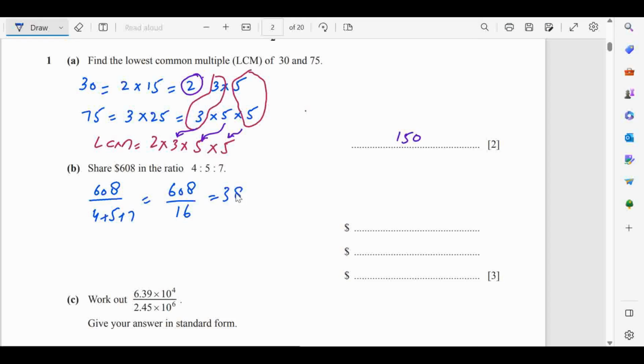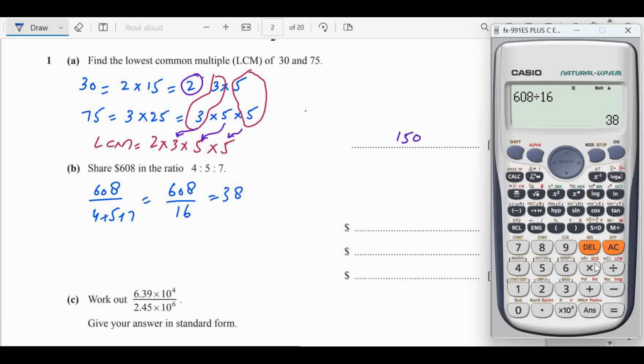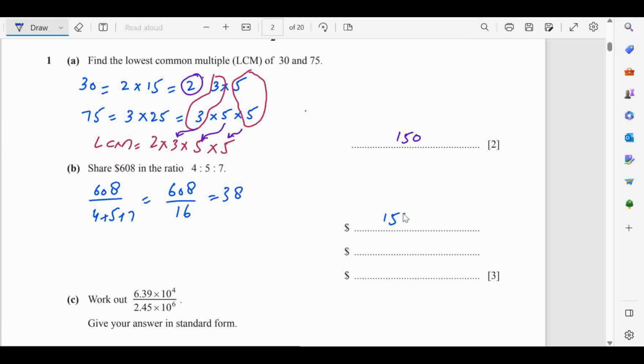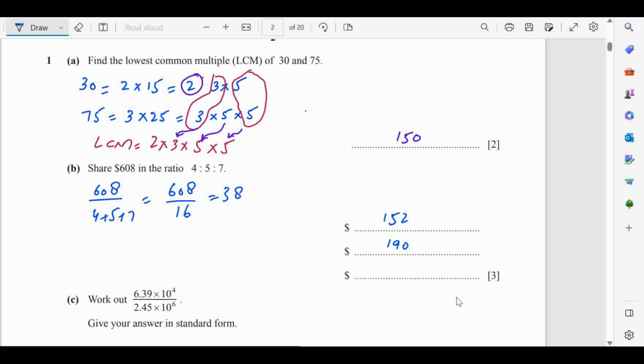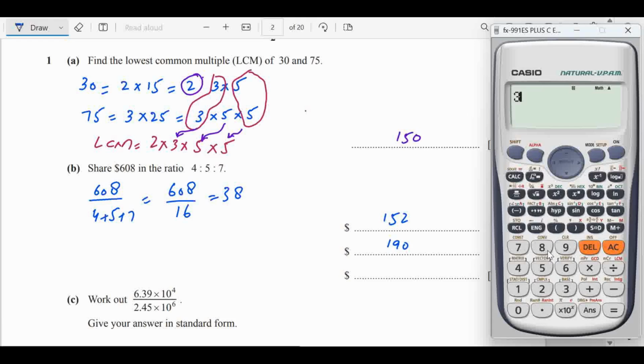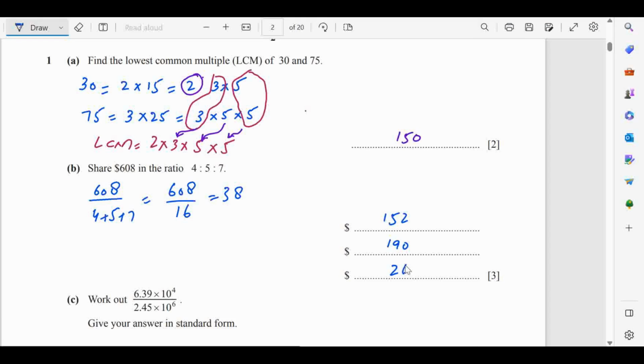So let's find the share of each. 38 multiplied by 4 equals 152. Then 38 multiplied by 5 equals 190. And then 38 multiplied by 7 equals 266. So these will be the shares.